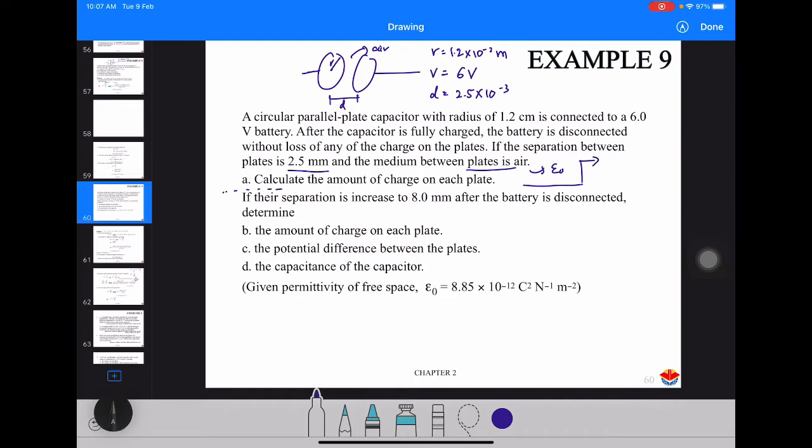Step number 1, you can find the C first, the capacitance of the capacitor for this one. And then the second step, once you get the C, you can relate with the potential that they give you, which is 6 volt, and you can use the equation C equals Q over V. So I think most of the time the question will be something like this. They actually don't ask you to calculate capacitance directly, but if they give you all the dimensions, you have to find the capacitance first.